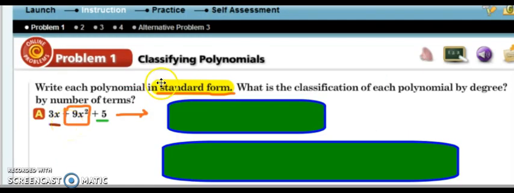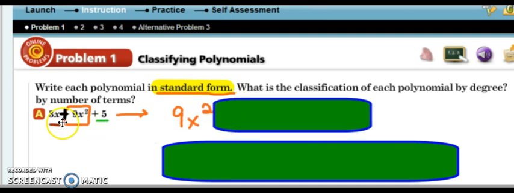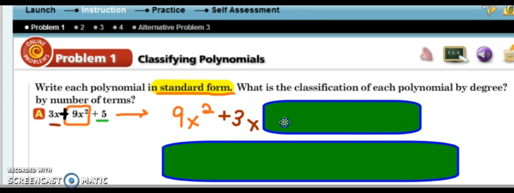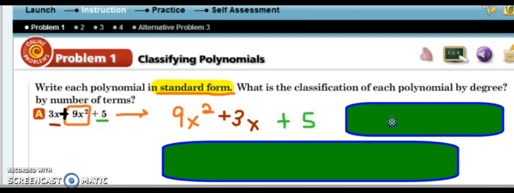So in problem number 1, we're going to classify a polynomial. We're going to give it a degree name, and then we're going to give it a name by the number of terms. So I have 3x plus 9x squared plus 5. To be in standard form, I have to go from highest degree to lowest degree. So I'm going to rearrange this. The operation goes with the number in front of it. So that's why I have 9x squared, because it's positive. And then I have 3x, and I have plus 5.